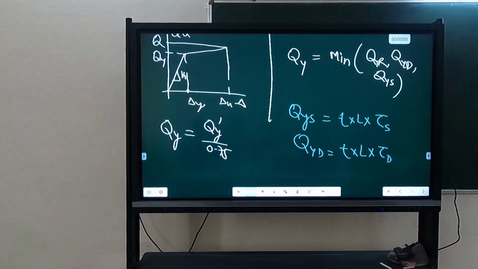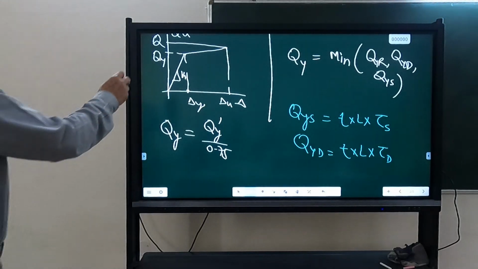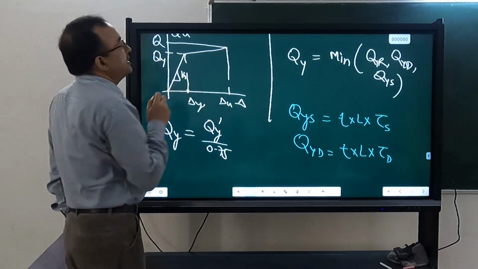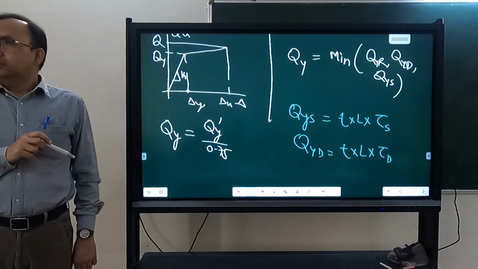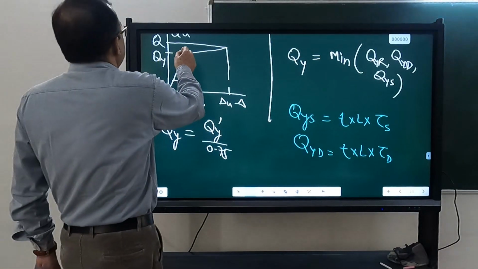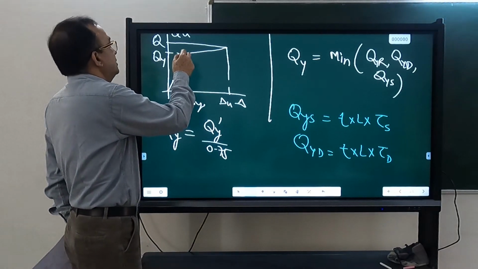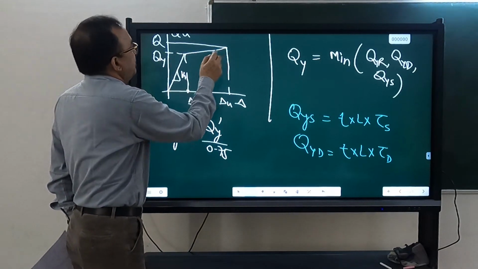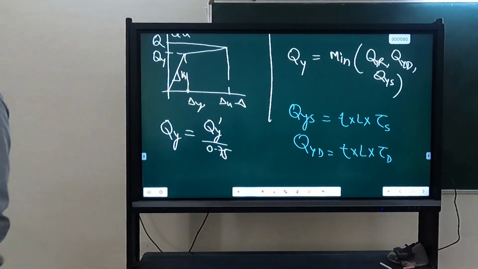You have seen that in case of rocking, it is increasing. What will happen in case of Q_YS and Q_YD? It will remain constant. So if the failure is occurring in rocking, then you will get strain hardening. You will calculate Q_U corresponding to a strain of 0.0035. If it is yielding in diagonal shear or sliding shear, this will remain flat. Q_Y and Q_U will remain the same.